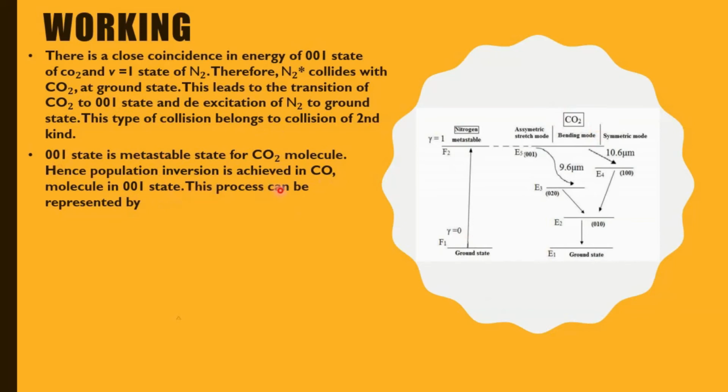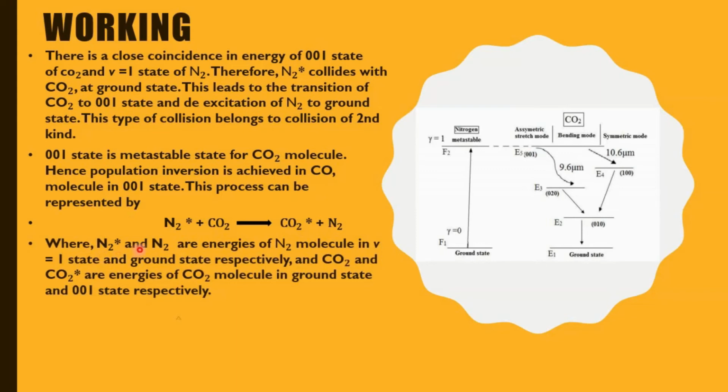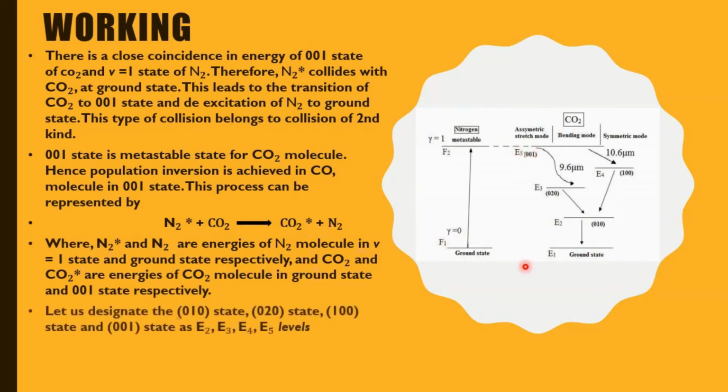This process can be represented by N2* + CO2 → CO2* + N2, where N2* and N2 are the nitrogen molecule in the V equal to 1 state and the ground state respectively, and CO2 and CO2* are the CO2 molecule in the ground state and the 001 state respectively.